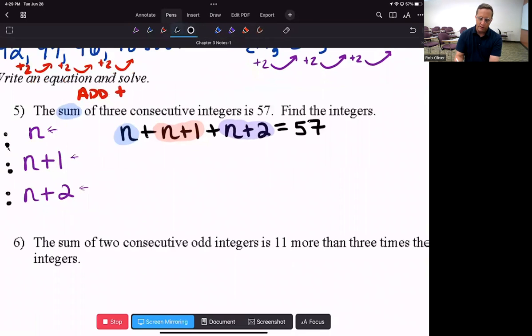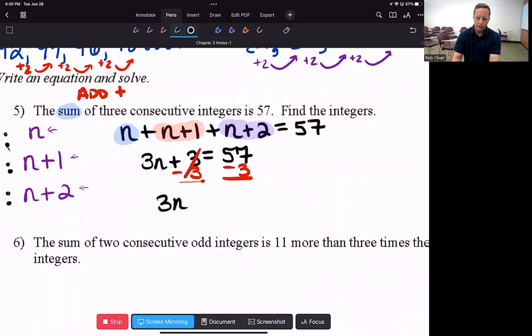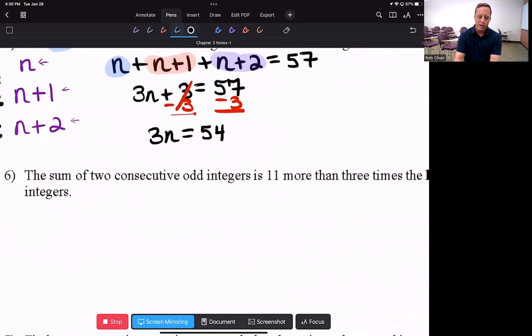So let's go ahead and solve it. All the n's make 3n. All the constants make 3. So you got 3n plus 3 equals 57. Take away 3 from both sides. At this point, we're just solving it. So you got 3n equals 54. And then you have one more step left, which is divide both sides by 3. 54 divided by 3 is 18. So there's n.